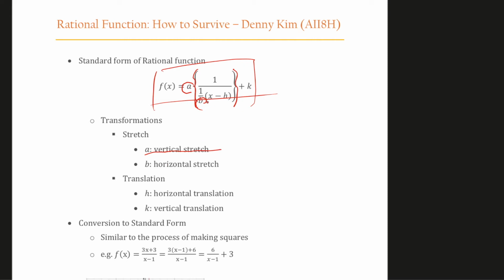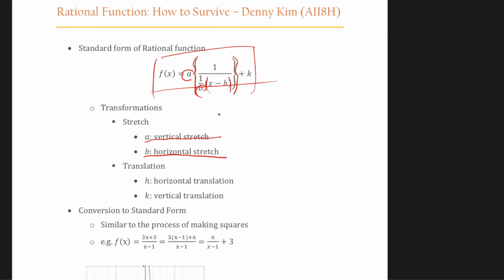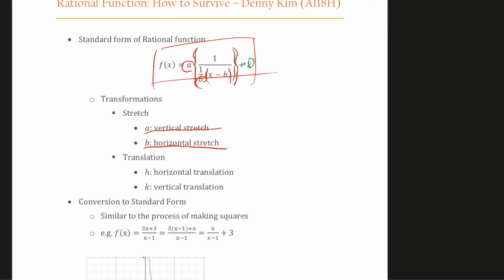In case of the b, b is affecting the value of x, and that's why it's going to affect the horizontal stretch. And the other two factors, k and h, it's just same as the other functions. When you're dealing with other functions, you also see the translations, and just subtract the value of the translation. I'll show you an example. That'll be a better explanation, I think.